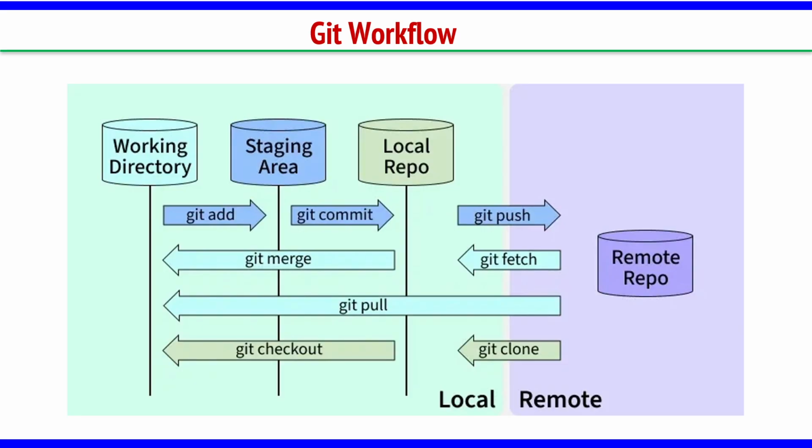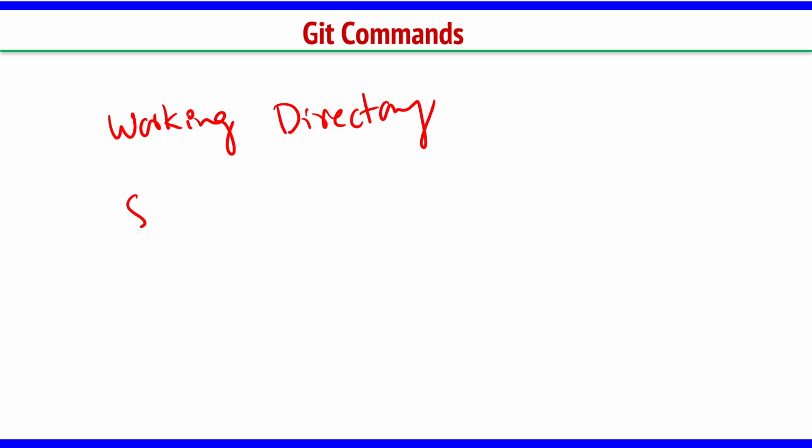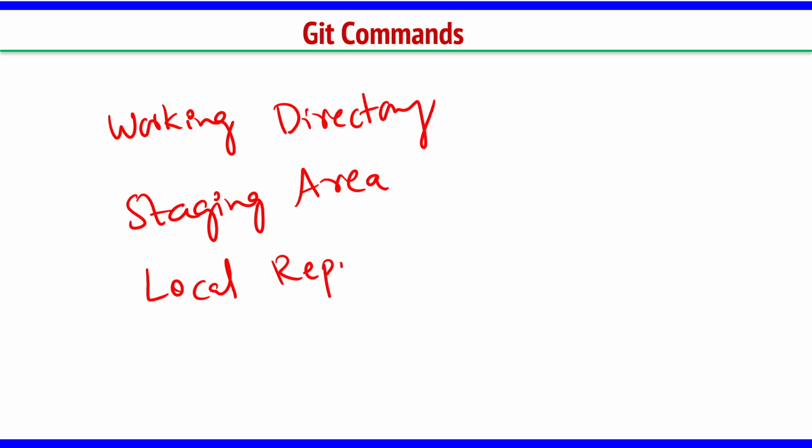Now let us understand one real-time example to understand this Git workflow. We use Google Docs every day, right? Let me write the stages here. Working directory is one, then we have the staging area, then I have the local repository, and then I have the remote repository. Now let us see how I compare this with an example.